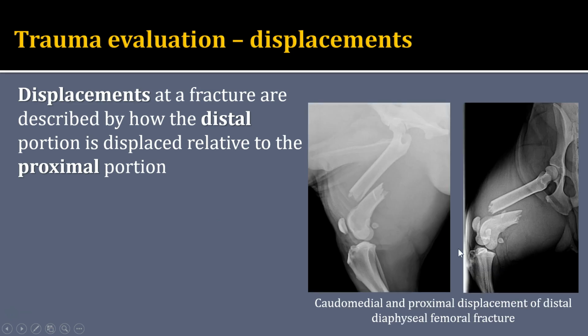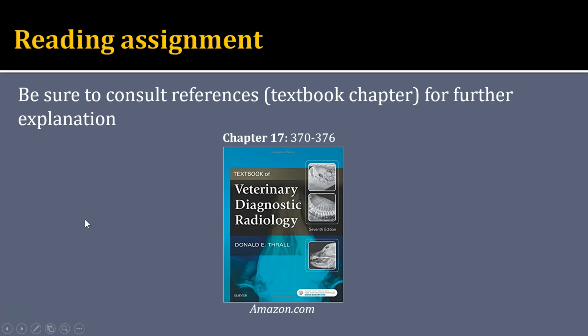Here's a dog femur with a fracture. So on the lateral view, proximal is here, distal limb is more caudal, so this is caudal displacement. When we look at the orthogonal view, there's some rotation here, but notice the distal limb, the distal part of the femur, is medial to the proximal part. So this is caudomedial displacement. And then the distal part of the limb is kind of proximal to where it should be. So we would also call this proximal displacement.